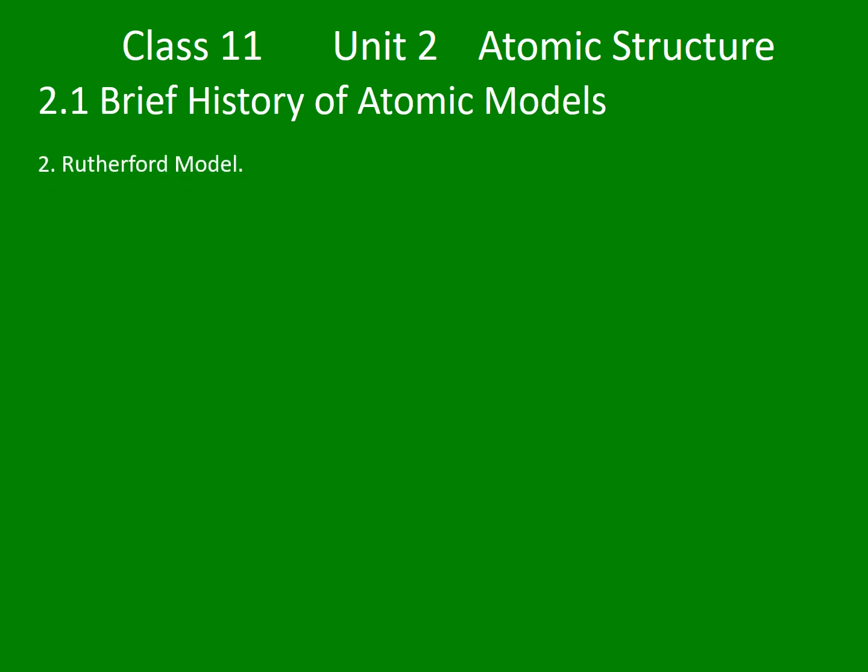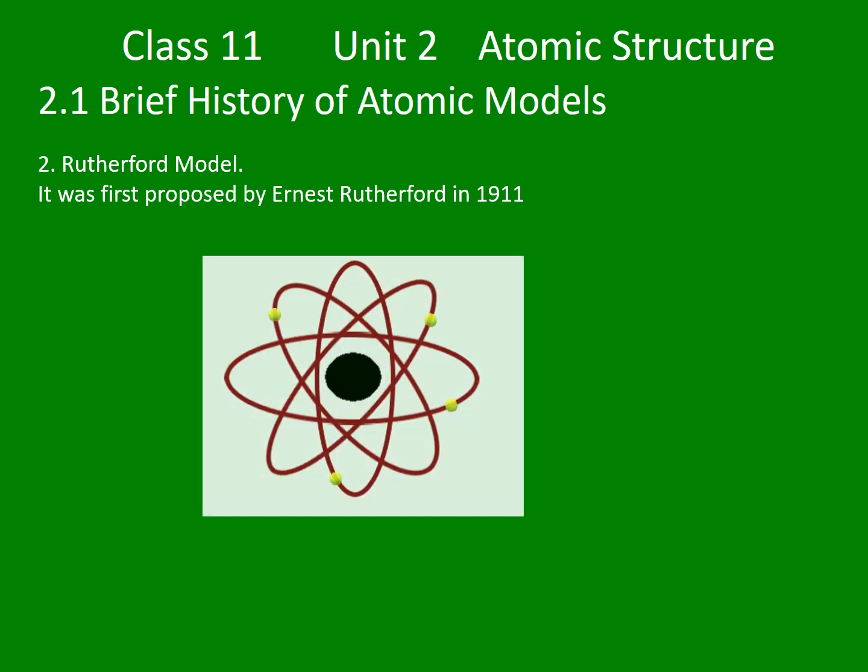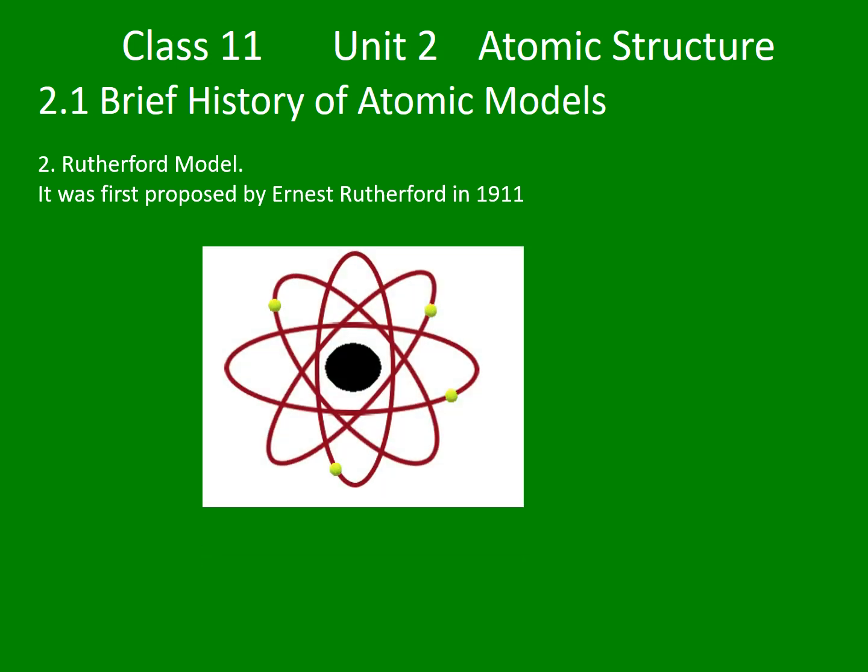Number 2, Rutherford atomic model. It was proposed by Ernest Rutherford in 1911. It looks like this one, where there is a positive center which is called nucleus, and according to this model, the whole mass of atom is located at this very small center that is called the nucleus, and the electrons are revolving around the nucleus in orbits. These are shown in red color, and the electrons are shown in yellow color.